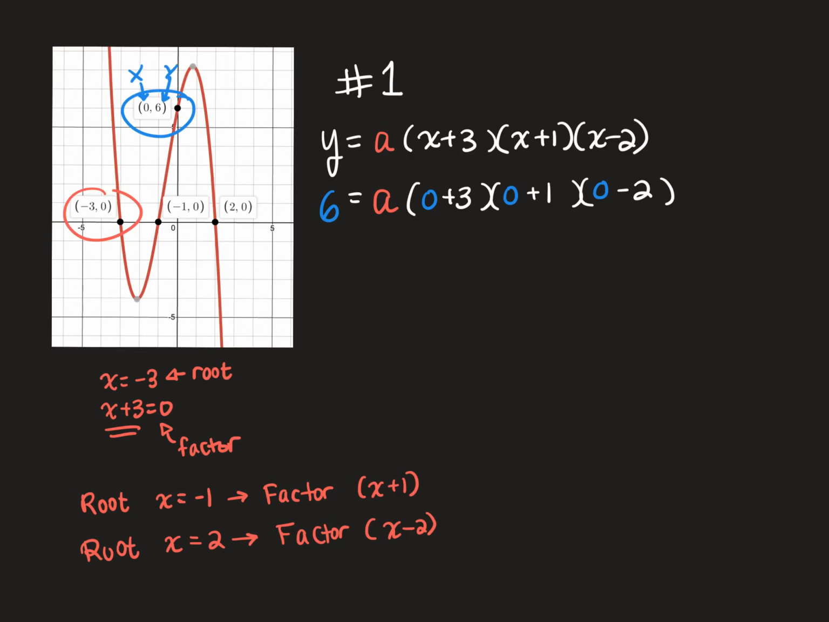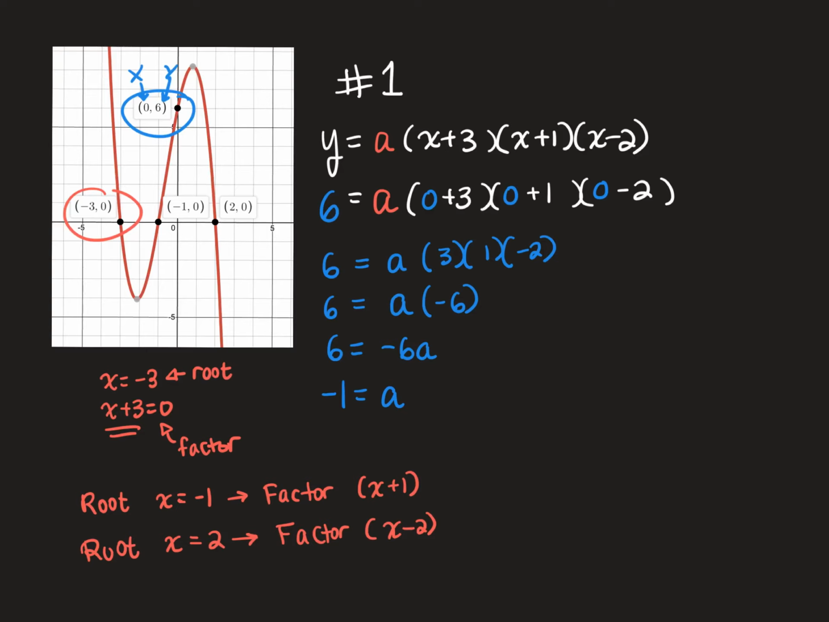Then if I solve that equation, I'm going to have 6 equals a times 0 plus 3 is 3, 0 plus 1 is 1, 0 minus 2 is -2. So I have 6 equals a times -6, which, guys, is really the same thing as saying -6 times a. And then what I get is -1 for a.